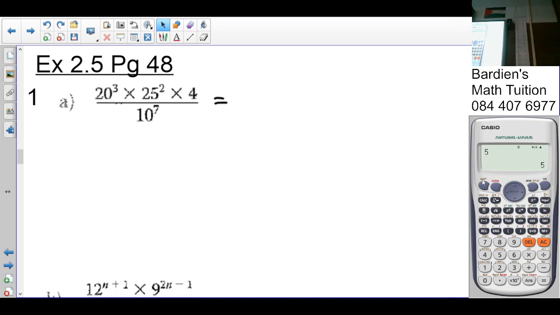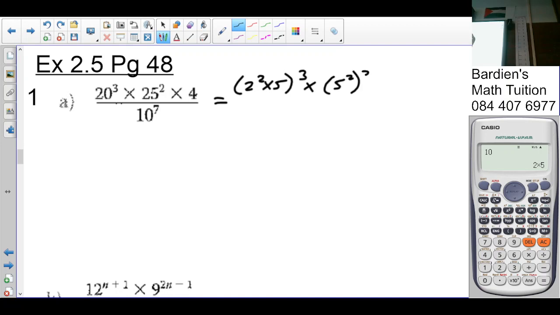25 is the same, 5 squared. Then 4 can be written as 2 squared. And 10 can be written as 2 times 5. Okay. So 20 is going to be 2 squared times 5, raised to the 3, times 5 squared raised to the 2, times 2 squared, and this is all over 10, which is 2 times 5 raised to the exponent 7.